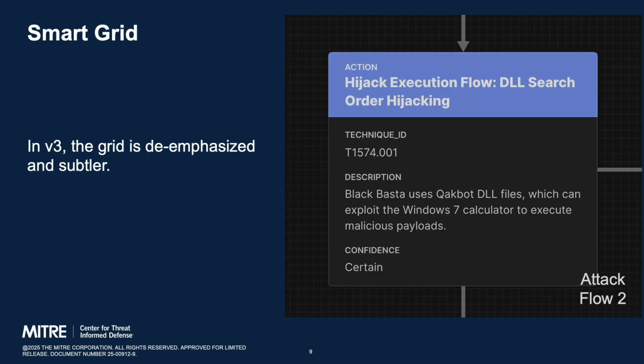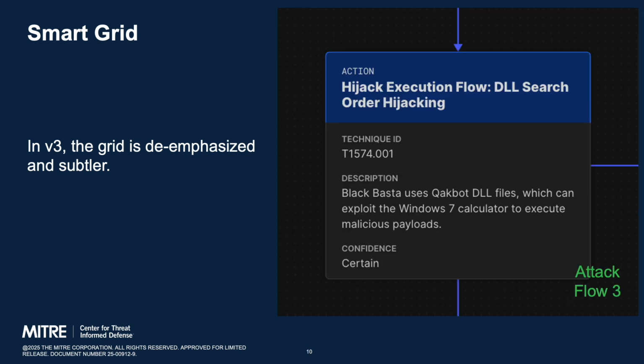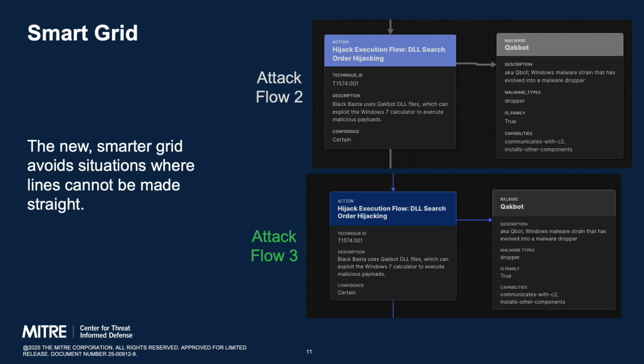Attack Flow 3 also brings some improvements to the background grid. In Attack Flow 3, the grid is de-emphasized and subtler as compared to version 2. The grid also avoids some situations where lines cannot be made perfectly straight. In the example here in Attack Flow 2, the line connecting the action and the malware box has a slight bend in it that no matter how you move the boxes around will never come out. In Attack Flow 3, lines are always aligned to the grid so that you can get perfectly straight lines.